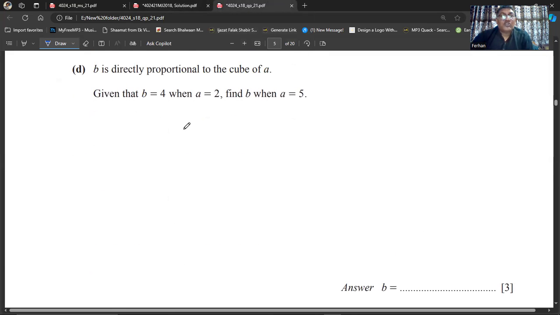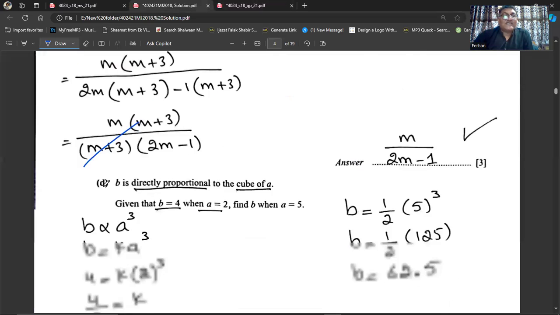Okay. So question number 3, and it's a D part, and it's a 3 marks question. And it says, B is directly proportional to the cube of A. So given that B is 4 when A is 2, find B when A is equal to 5. So let's start.